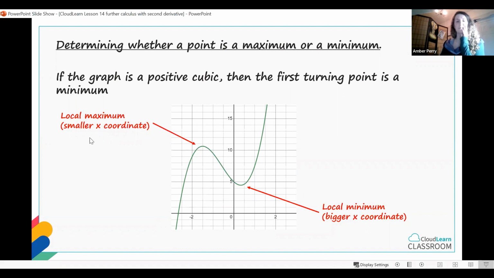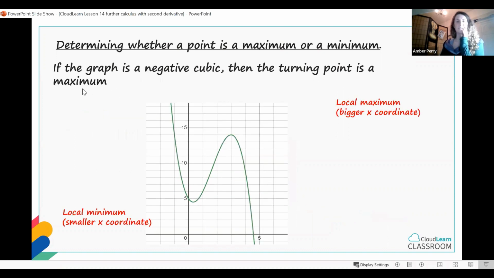Local maximum is the smaller x coordinate. Local minimum is the bigger x coordinate. So I should have said maximum there. Apologies to change this. And this is the wrong way around as well.